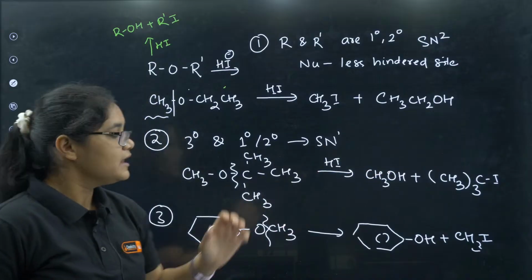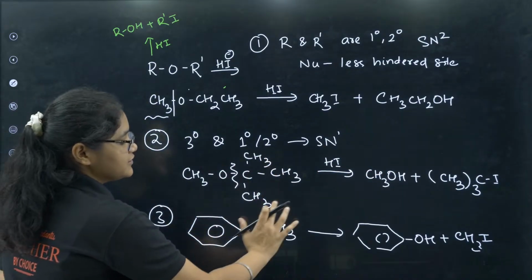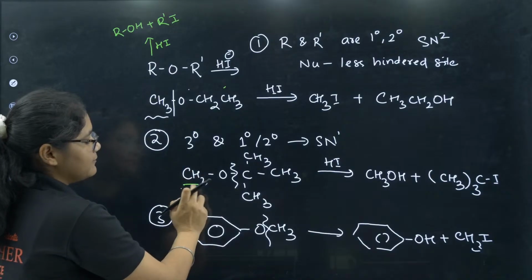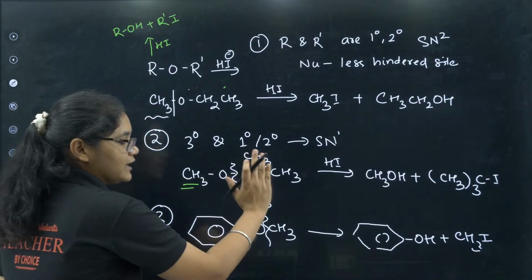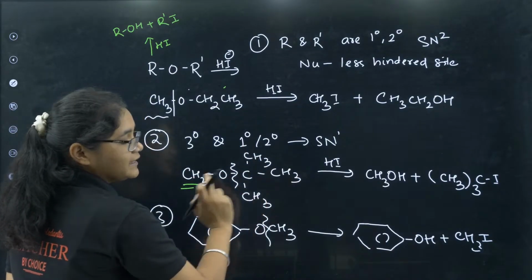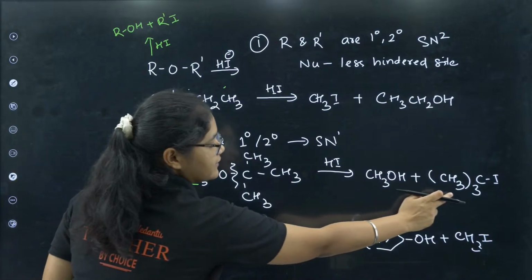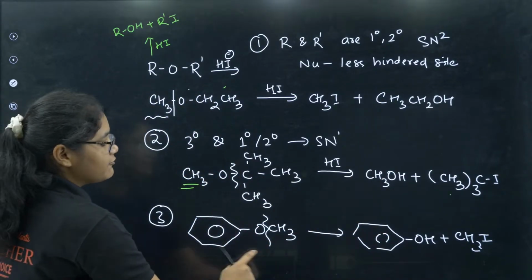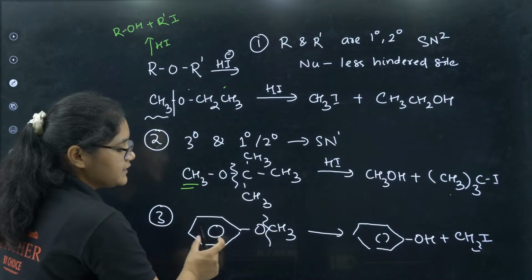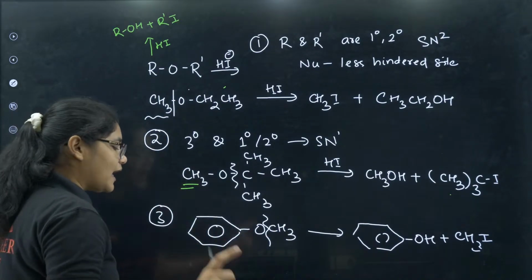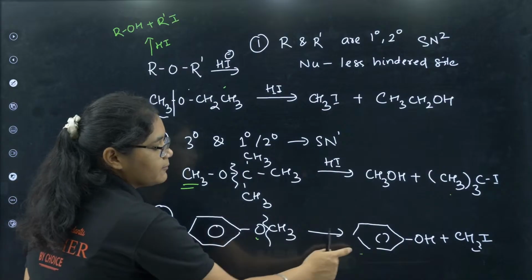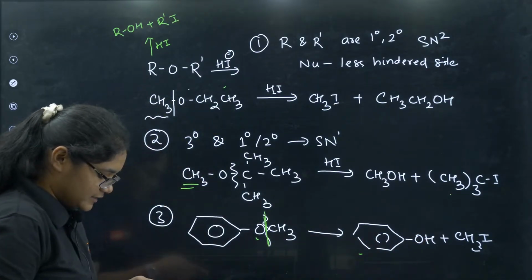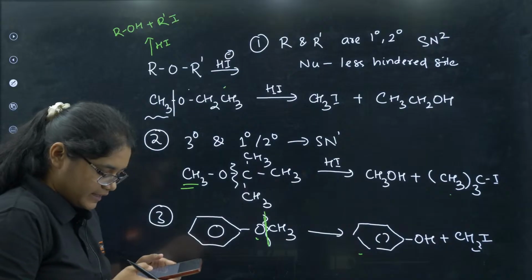And this part will give me alcohol. Next, if on one side there is a tertiary group and on the other side I have a primary or secondary group, whenever a tertiary group is present, I will always attack the tertiary group. So I will get this iodo product and this one will form alcohol. Next, if you have a benzene ring and then OCH3, in that case always phenol will be the product, meaning the bond will break like this, OH will be the product and then we will have CH3I. Okay, is this clear?